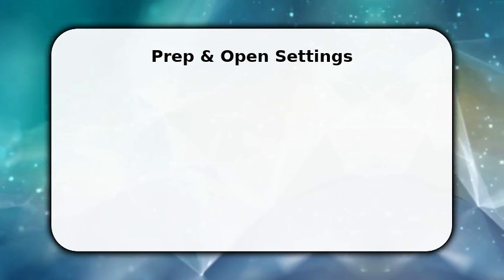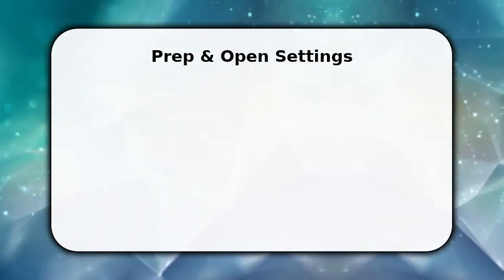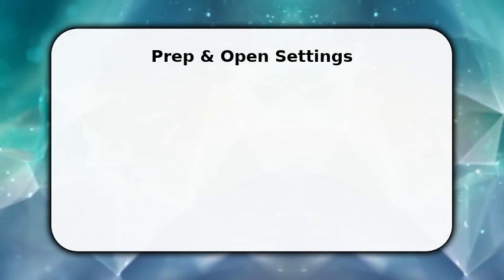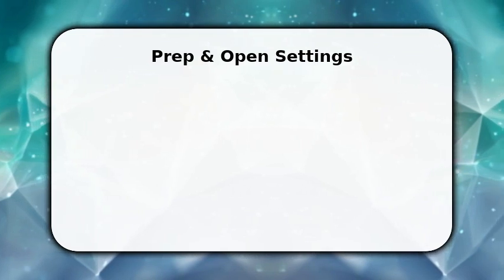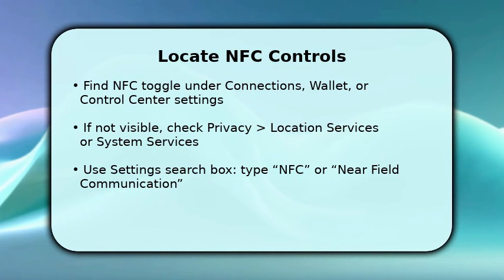Make sure airplane mode is off so other radios remain visible. Tap the menu that mentions NFC, background app refresh, or wireless features. This first step gives you access to the toggles you'll change next. Once done, you'll locate the specific NFC controls.